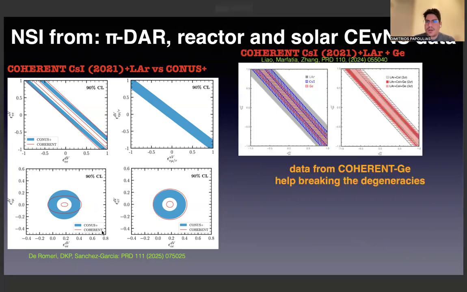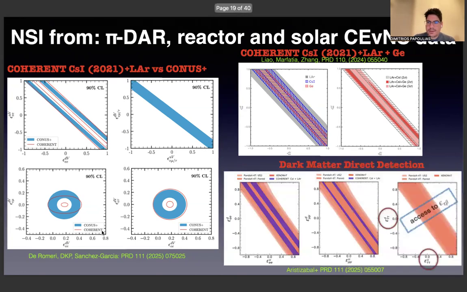What is more, the recent germanium measurement performed by the COHERENT experiment can help to break some degeneracies, or the even more recent dark matter direct detection observation of CEvNS from the XENONnT and PandaX experiments give access also to the tau coupling, which is not possible for the other two cases.